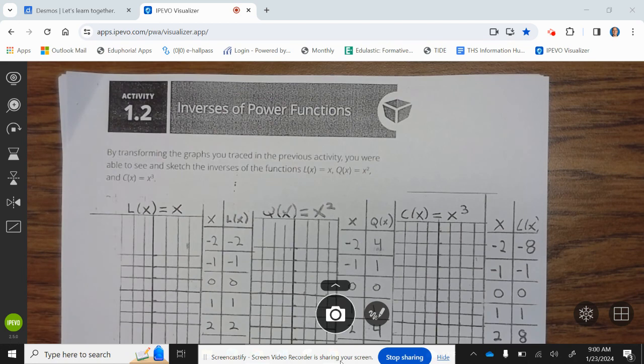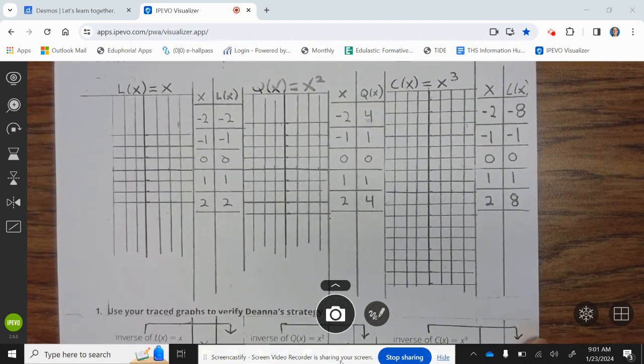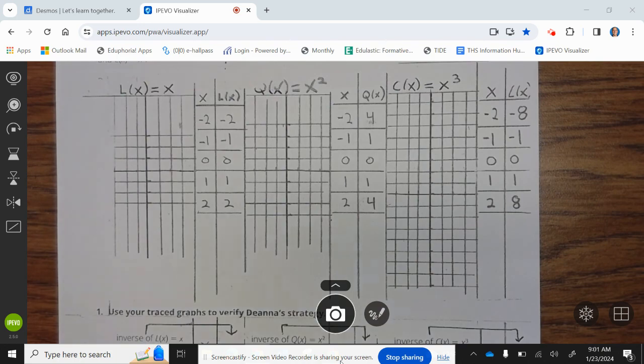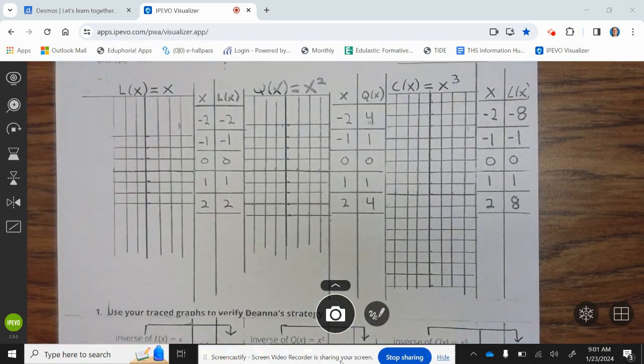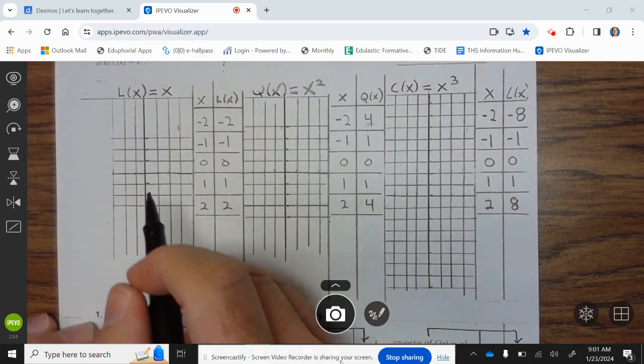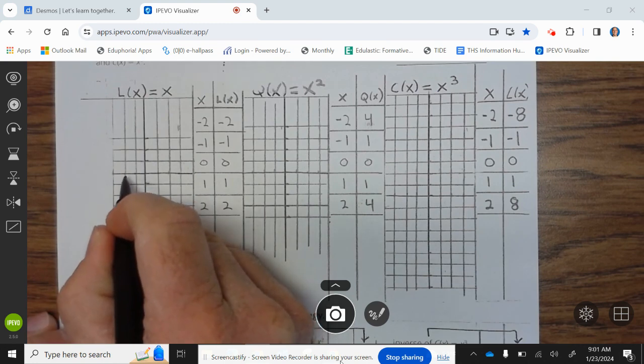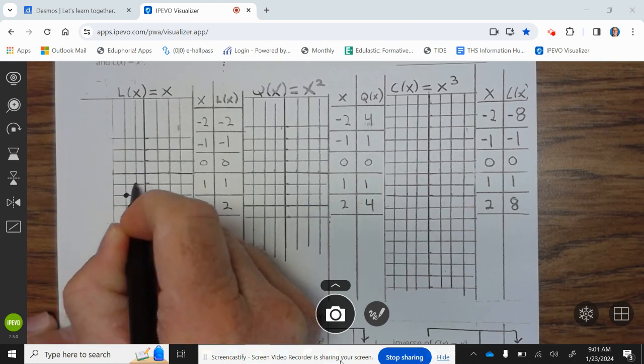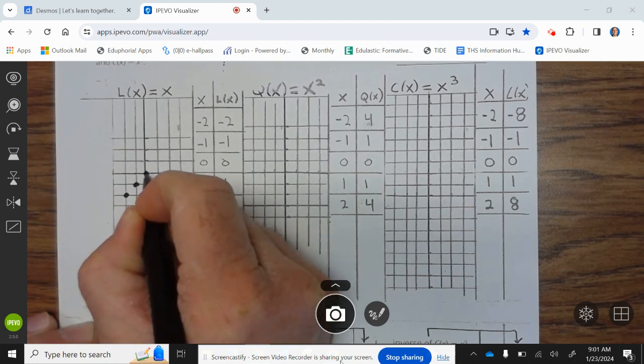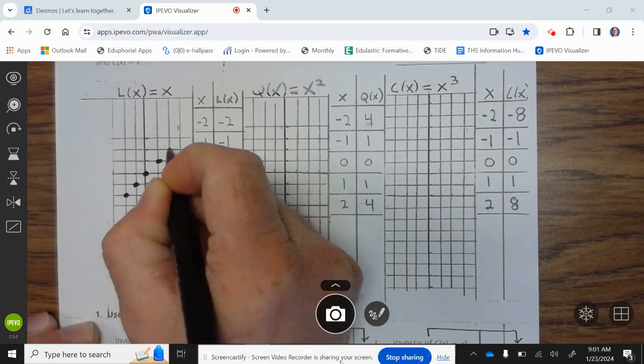Activity 1.2, inverse of power functions. By transforming the graphs you traced in the previous activity, you were able to see and sketch the inverses of the functions L of x equals x, Q of x equals x squared, and C of x equals x cubed. Okay, let's go ahead and do that again. So first off, let's graph L of x equals x. So that's -2, -2, -1, -1, 0, 0, 1, 1, 2, 2.